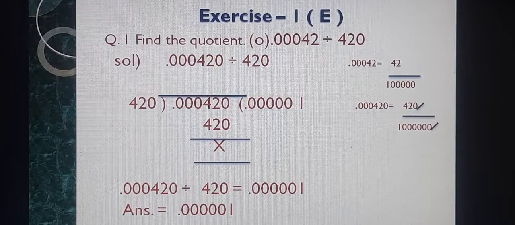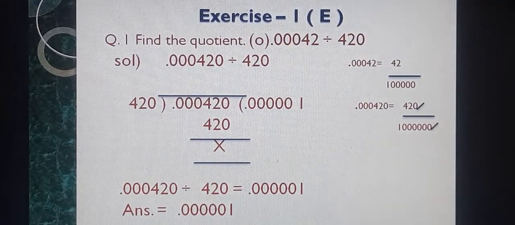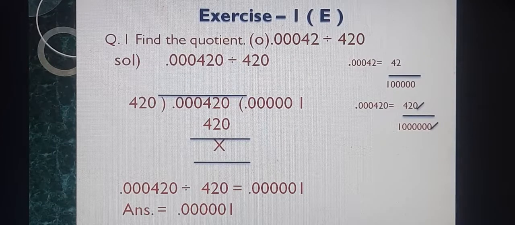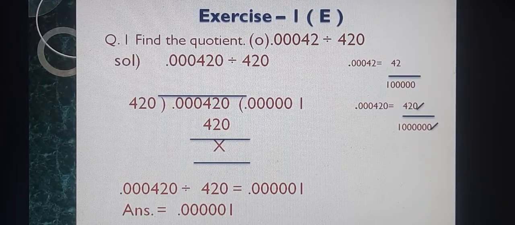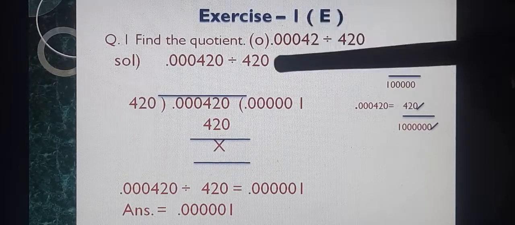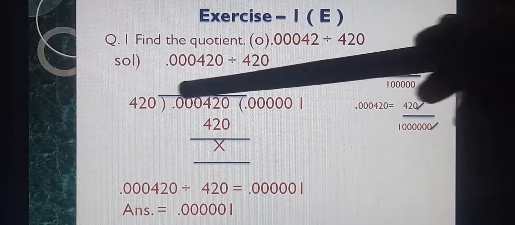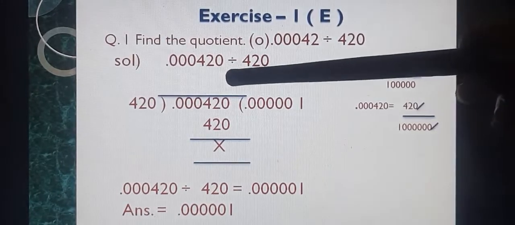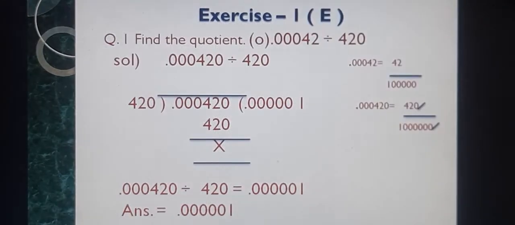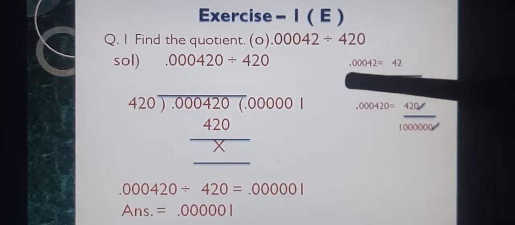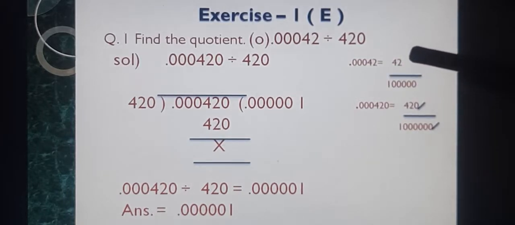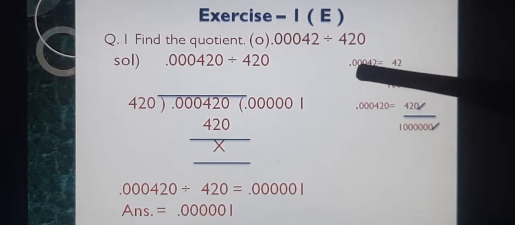हम कितनी भी zero लगा सकते हैं क्योंकि decimal है. तो जब आप 0 लगाएंगे and when you are going to change it in the form of fraction, then the zeros will cancel. It means we can say that decimal 00042 and decimal 000420 both are same decimal numbers. Look here, I have explained here. Decimal 00042, if we are changing it in the form of fraction, it will become 42 upon 1, 2, 3, 4, 5 zeros. 42 upon 1 lakh.